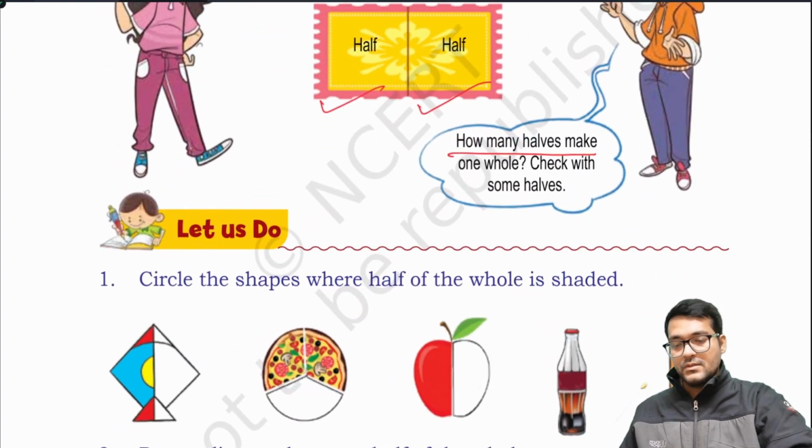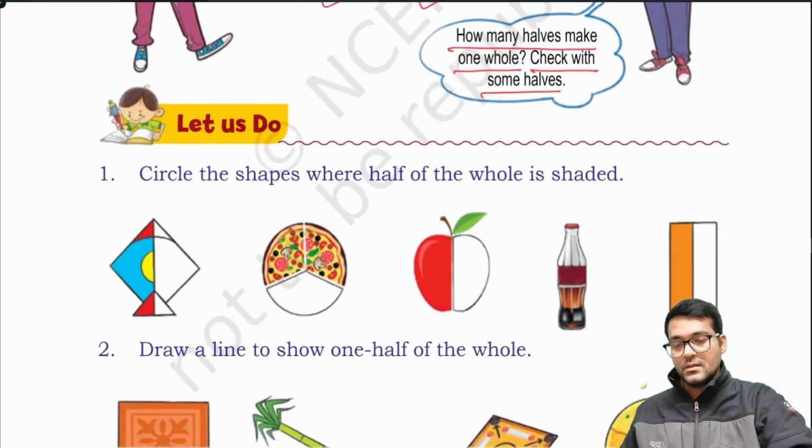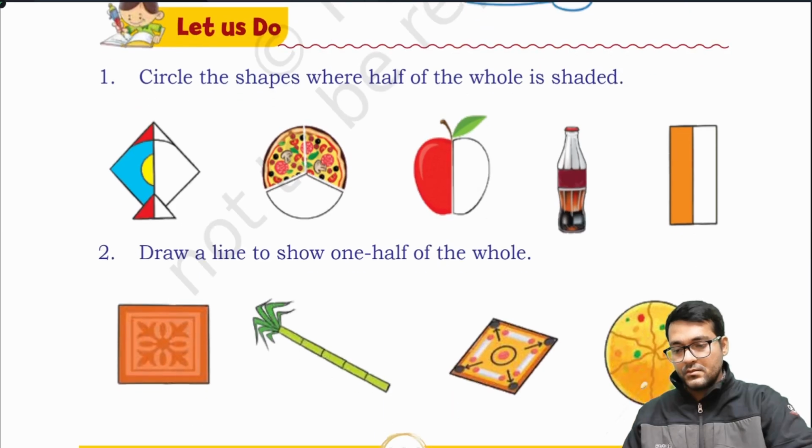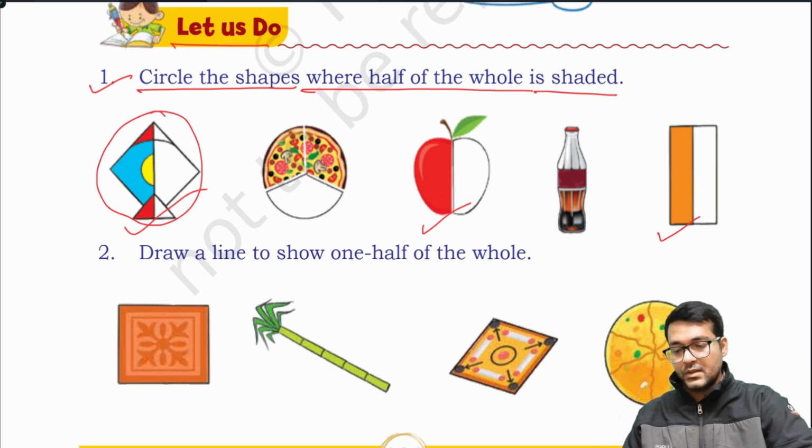How many halves make one whole? Check with some halves. Let us do. 1. Circle the shapes where half of the whole is shaded. You can see this is half, this is half, this is half. So you have to circle it.